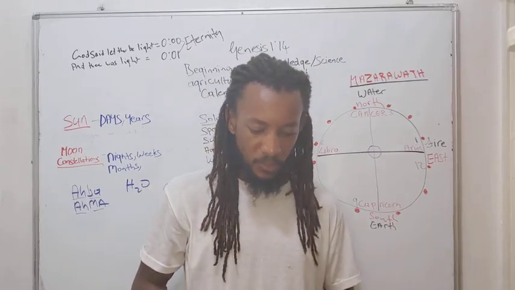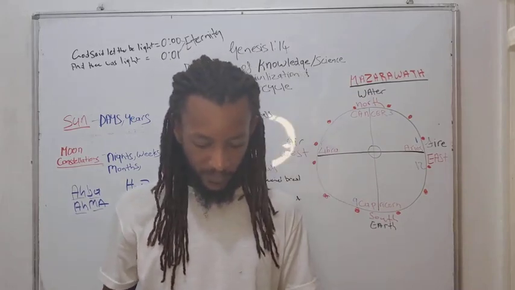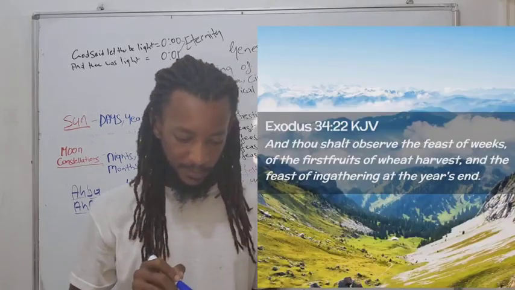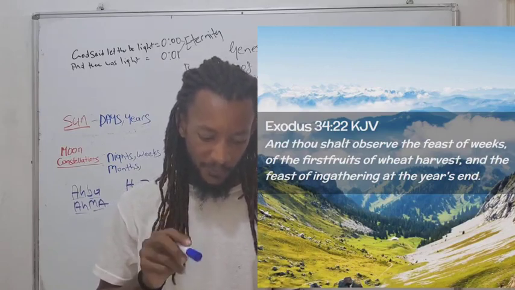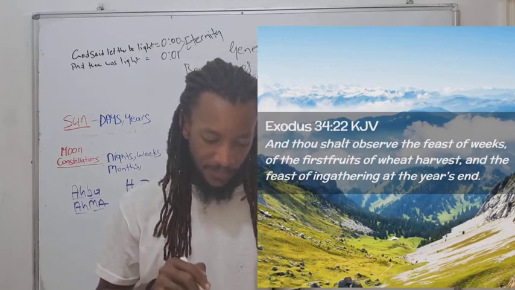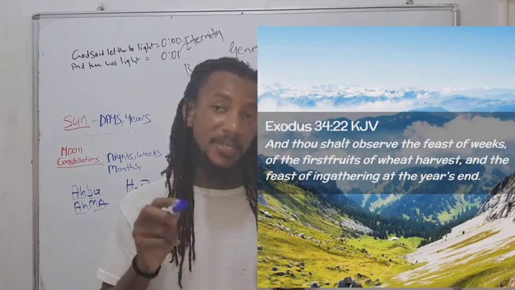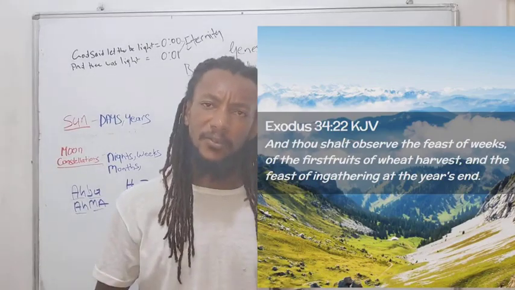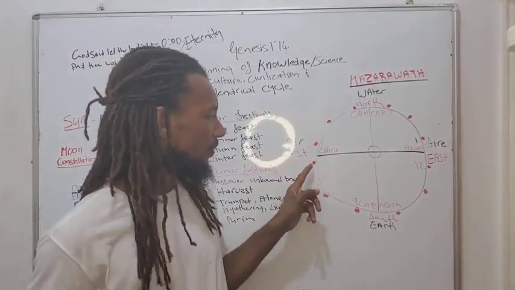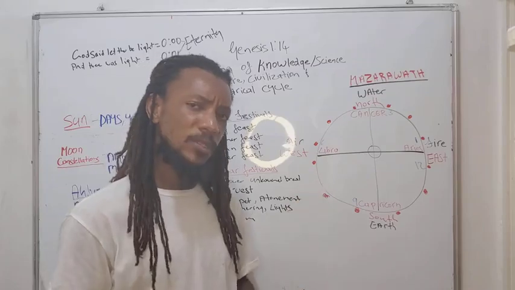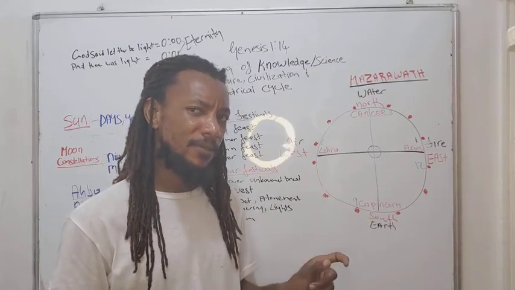Now, this is the book of Exodus, chapter 34, and verse 22. It says, "And thou shalt observe the feast of weeks, of the first fruits of wheat harvest, and the feast of ingathering at the year's end." What is the feast of ingathering? Tabernacles. When is Tabernacles? In the seventh month, right? But notice it says at the year's end.